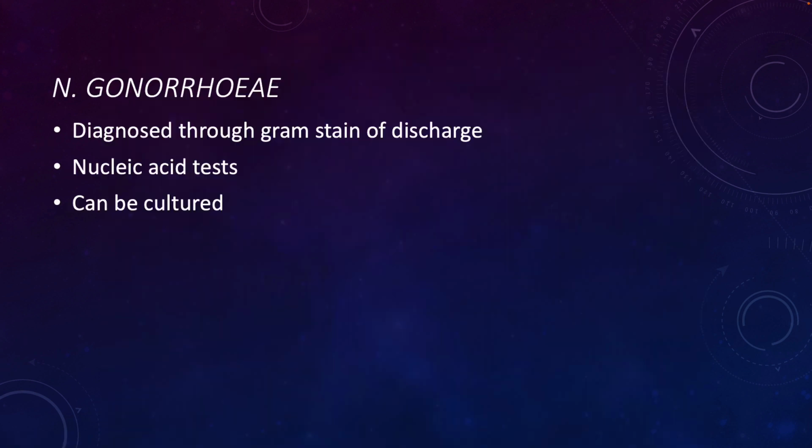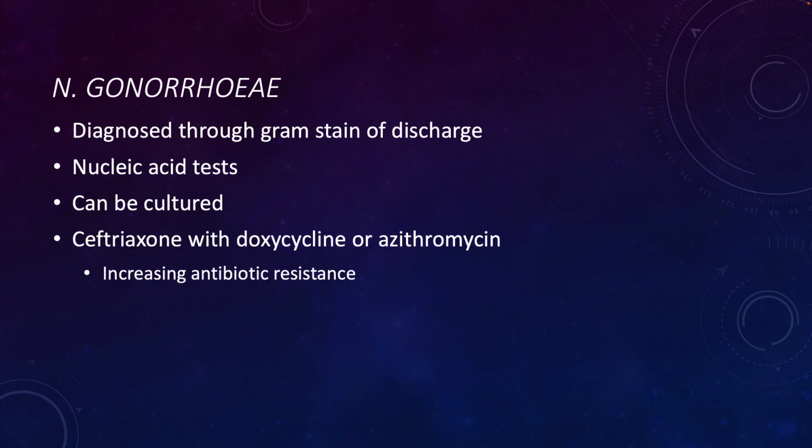So gonorrhea can be diagnosed through gram stain of the discharge, through nucleic acid tests, and of course it can be cultured. Generally, we're looking at antibiotic therapy with ceftriaxone and then a combination therapy. And we are seeing increasing antibiotic resistance, as I mentioned previously, and I'm going to talk about it in just a minute. There is no vaccine available.